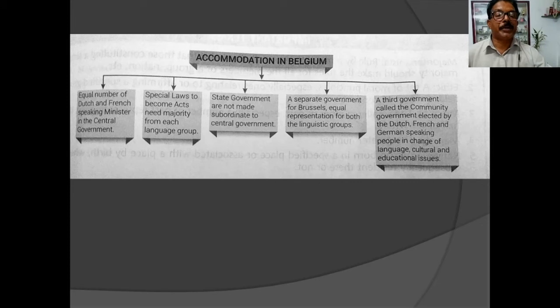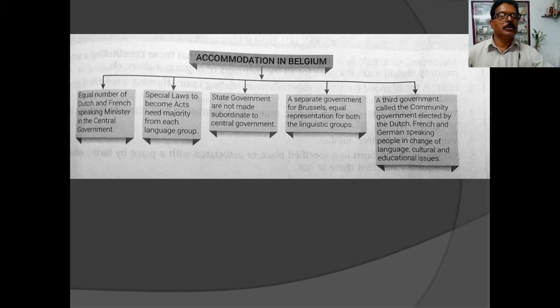The next point, a separate government for Brussels. Equal representation for both the linguistic groups. So Brussels, which is the capital of Belgium, has a separate government which has equal number of Dutch speaking and French speaking ministers. We know the composition of Brussels. 80% French people, they are rich and powerful. Only 20% Dutch speaking people. Even then, you see how they adjusted. They gave equal number of seats to the Dutch community in Brussels, because the French were given equal number of seats in the central government. So a question may be asked, why the government in Brussels gave equal number of seats to the Dutch community. So both the linguistic groups means French and Dutch linguistic groups.